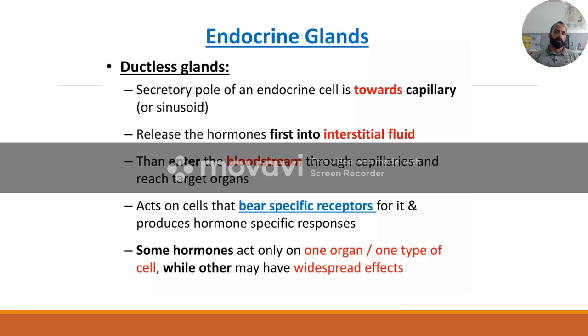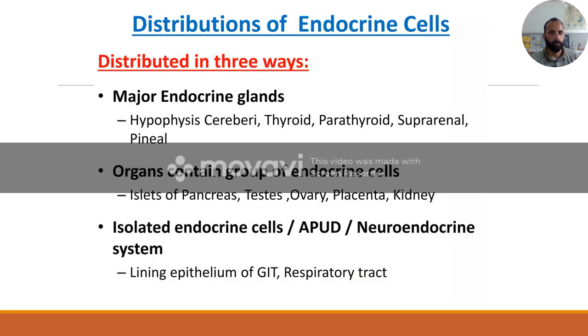So these endocrine glands, I told you, are the ductless glands. Rather than directly pouring their secretion into the blood, they will first secrete their secretion into the interstitial fluid. And from the interstitial fluid, the blood will take the secretion towards the specific organs. Some of the hormones have a single target, and some will have a widespread effect.